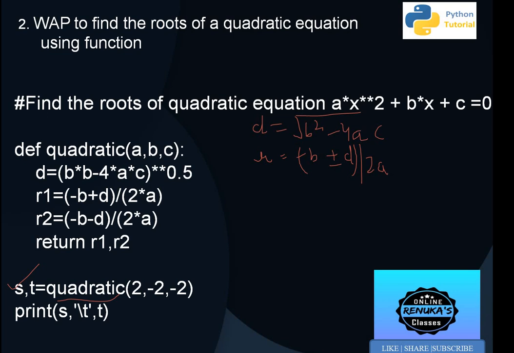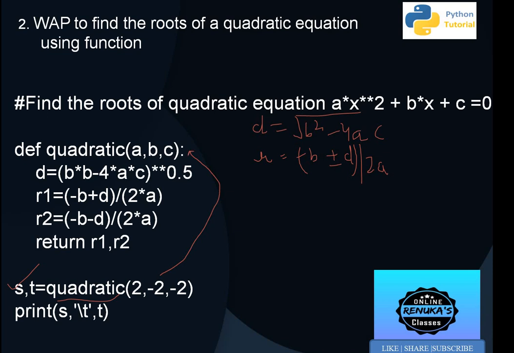You can generalize the program. You can ask the user to give 3 values, that is x, y or z, and then you can pass these values as x, y or z. But here we are giving the values 2, minus 2 and minus 2. So this program will run only for these 3 values. Find out the solution. As we call this function, the control will move here.